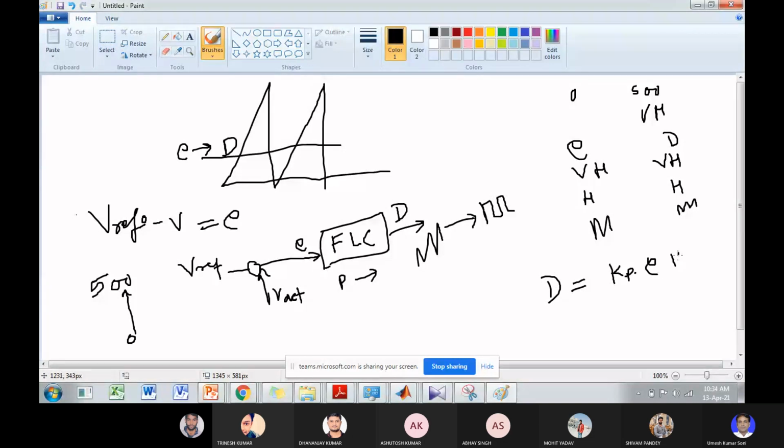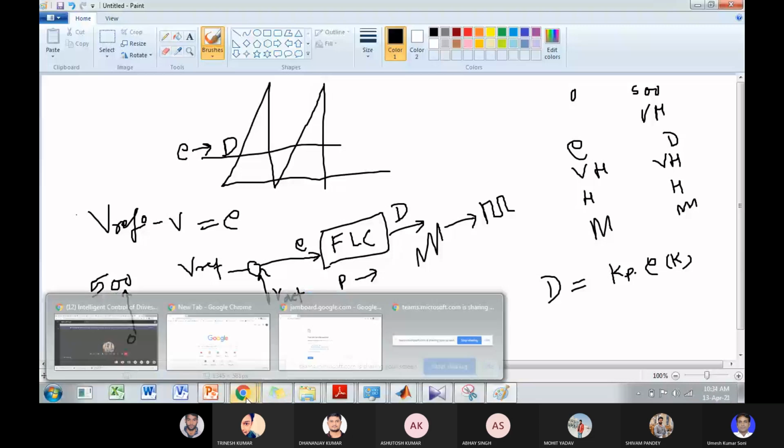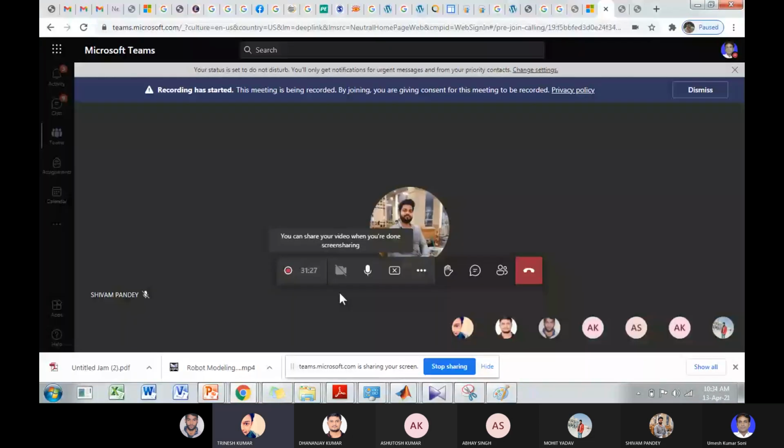Okay, so can you see all the screen here, students? Students, can you see the screen? स्क्रीन दिख रही है ना अभी? हाँ सर दिख रही है.